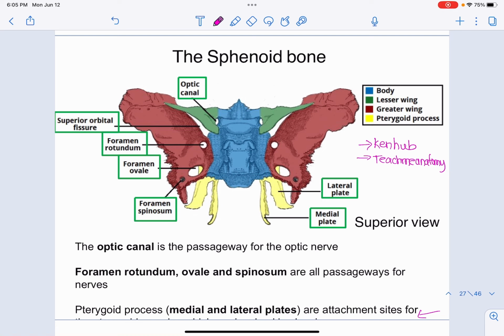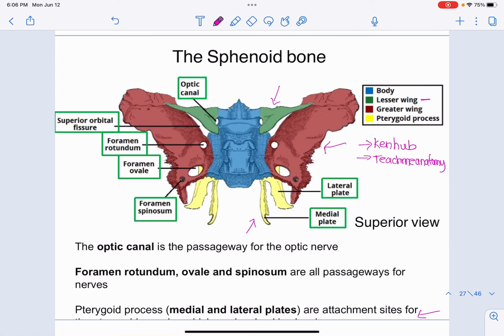The lesser wings are in green, so that's what you see here. And the greater wings, which are bigger, are seen in kind of brownish red. And then there's what's called the pterygoid process in yellow. All right, so let's work through some of these features. I don't know if it's a mnemonic as much as it is abbreviations that will help you with some of these features.